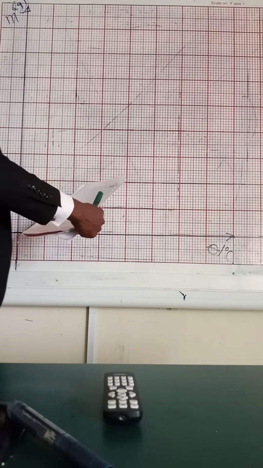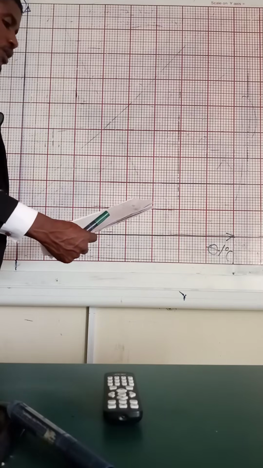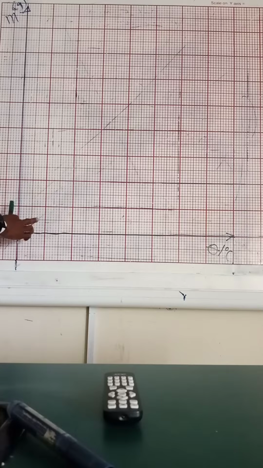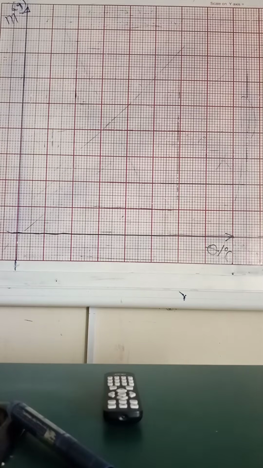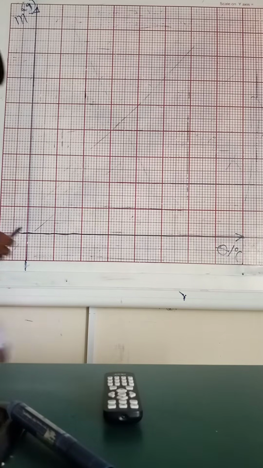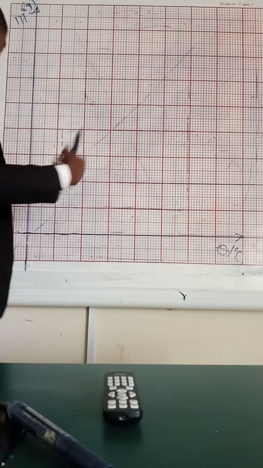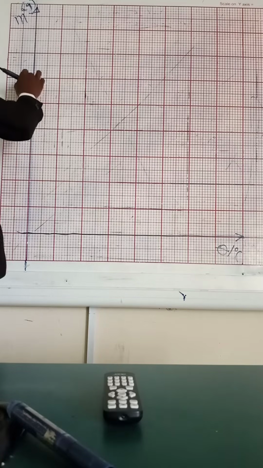For the masses, the highest value here is 250 grams and the lowest value is 150 grams. So we are going to choose a scale in such a way that it will accommodate the highest value. So let's try to see. If you count very well, this is 1, 2, 3, 4, 5. That is 1 unit. So from here to here is 10, that is 2 cm. So let's try 4 cm to 100 units. So this is 100, this is 200, this is 300, this is 400.